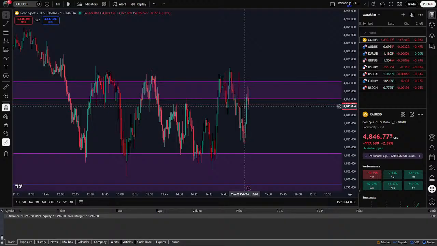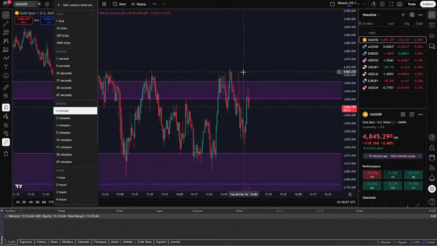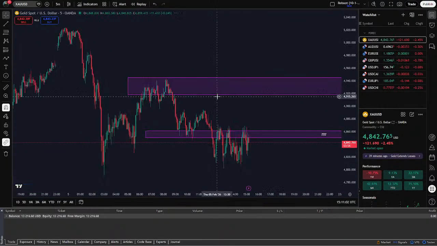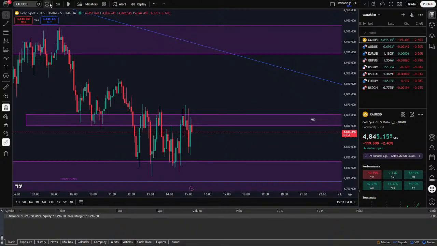Even though, right, 4,845 all the way here, it's at least 200 pips, man. 200 pips, even rejected. Last year, if it was like this, it's different, man. This year, dude, this year gold is crazy.